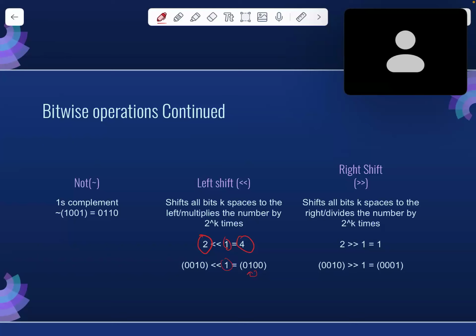And then this is what your binary representation will look like. And then you can evaluate this and get 4. And then same thing for the right shift.